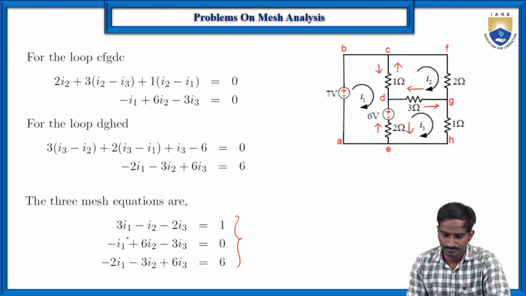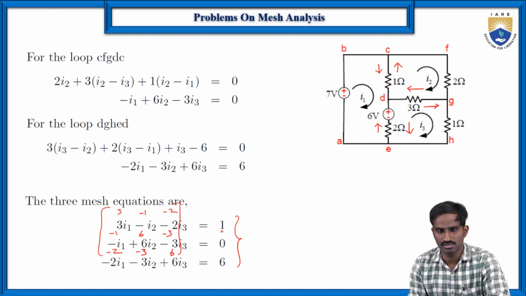So the first matrix has the coefficients of I1, I2, I3. So first row here it is 3, minus 1 and minus 2. So here it is minus 1, 6, minus 3 and here it is minus 2, minus 3 and 6. So this is the first matrix. Right. So into I1, I2, I3 which is equal to V1, V2, V3, because what are these 1, 0, 6? These are the voltages.